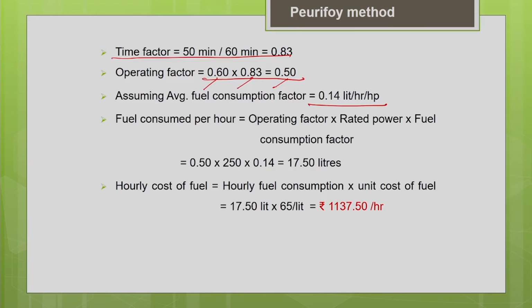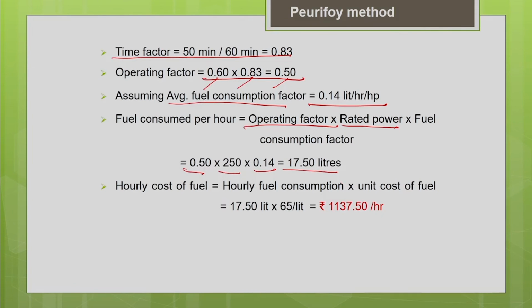Now, you adjust your fuel consumption factor, that is 0.14 liters per hour per horsepower, with the operating factor and the horsepower of the engine. So, we are going to adjust it according to your machine and the project working condition. The operating factor is 0.5, the horsepower of the machine is 250, and the fuel consumption factor from the literature is 0.14. So, the final fuel consumption per hour is 17.5 liters.